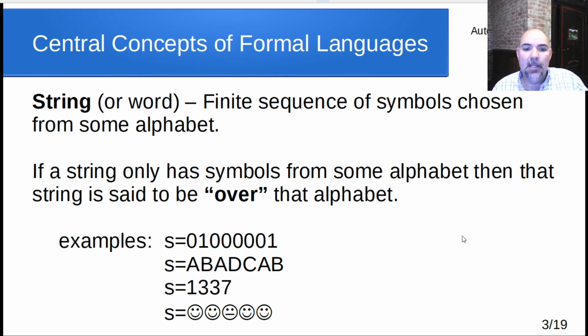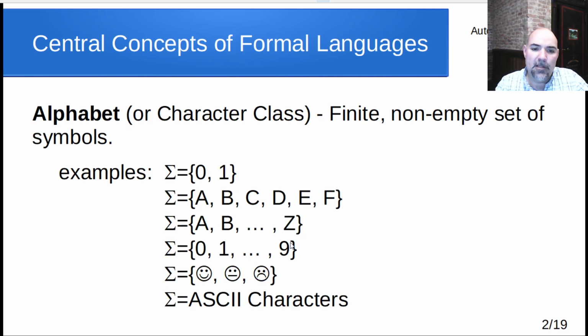So for example, down here, this string with zeros and ones would be over this alphabet. It would also be over that alphabet. It would be over this first one and the fourth one. It's over each of those, but it's not over this one, this one, this one, or this one, and that one. It is over the ASCII characters as well.